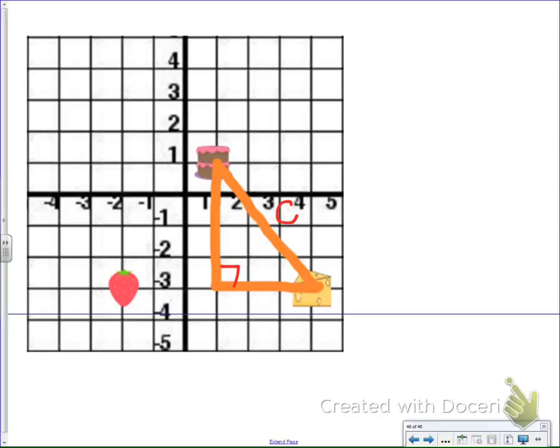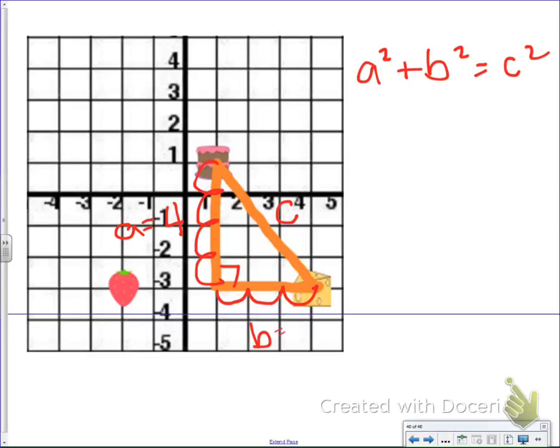All I have to do is find out my side lengths, and then I can use the Pythagorean theorem, which remember is a squared plus b squared equals c squared. So let's take a look and see if we can find our side lengths to start. 1, 2, 3, 4. So I have a side length of 4, and I'm going to call that side A. Then I have a side length of 1, 2, 3, and I'm going to call that my side length B. Now that I have those two pieces, I can come up to my formula and figure out my missing information.